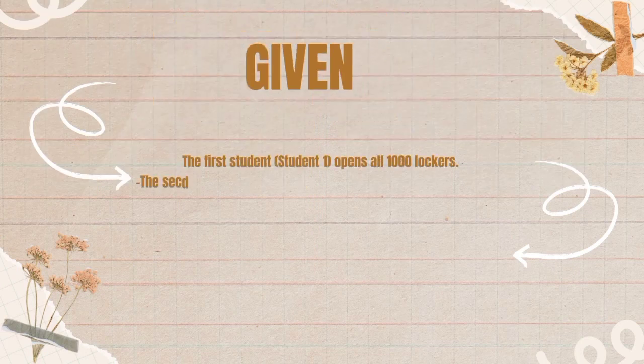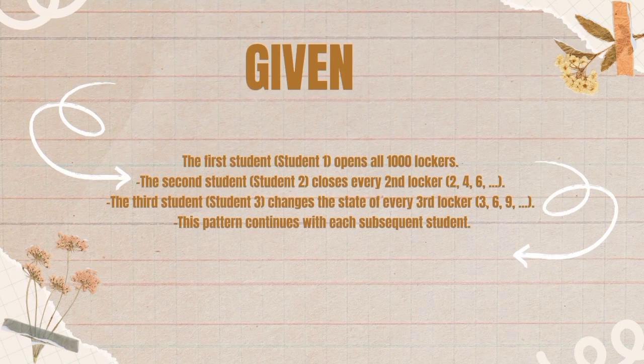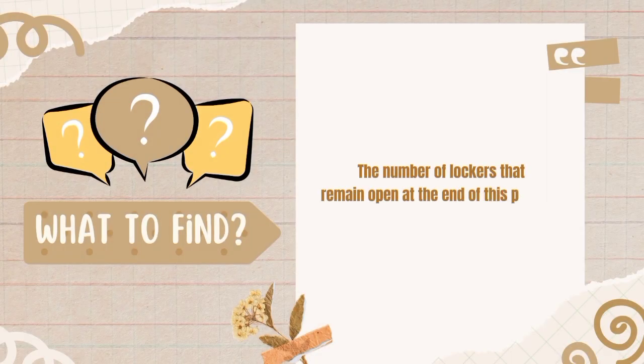So here's the given. The first student opens all 1,000 lockers. The second student closes every second locker: 2, 4, 6, and so on. The third student changes the state of every third locker: 3, 6, 9, 12. This pattern continues with each subsequent student. What to find? The number of lockers that remain open at the end of this process.